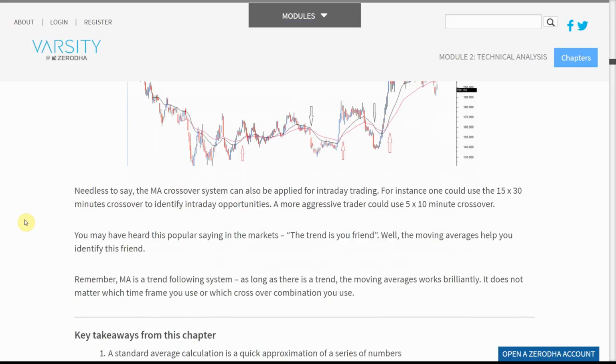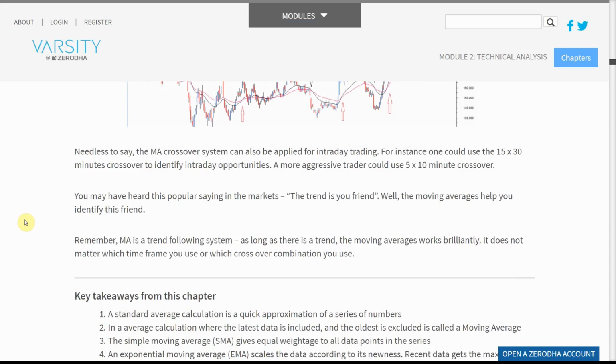Needless to say, the MA crossover system can also be applied for intraday trading. For instance, one could use the 15 by 30 minute crossover to identify intraday opportunities. A more aggressive trader could use a 5 by 10 minute crossover.